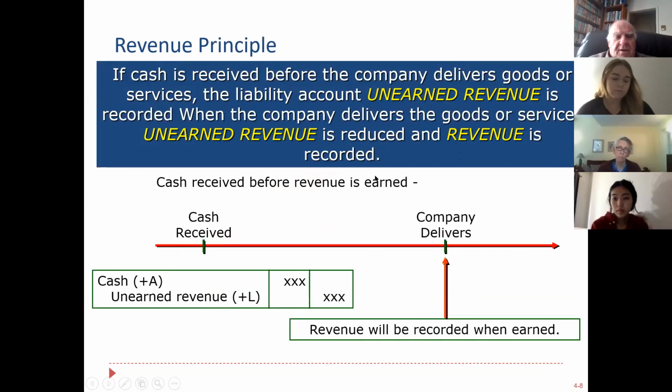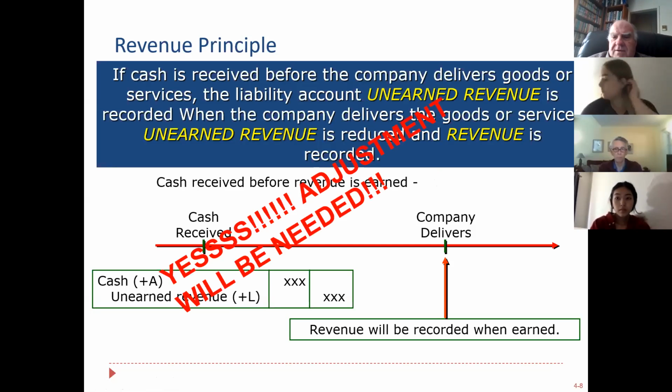Unearned revenue. If cash is received before the company delivers the goods or services, the liability account comes into play. When the company delivers the goods or services, then the revenue is recorded. So here we go. We're an insurance company and we just sold an insurance policy. We debit cash and we credit unearned revenue. And yes, we're going to have to make an adjustment every month for 1/12 of that insurance policy, huh? Revenue.